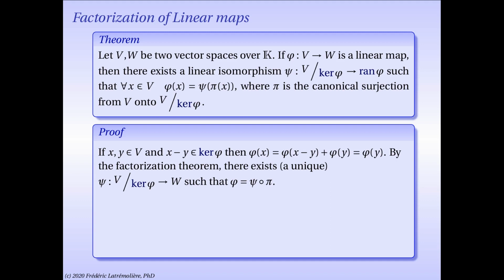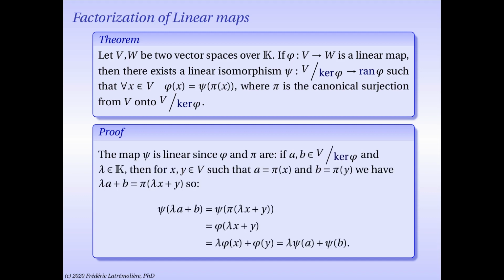And the whole point here is that our linear equivalence is defined using the kernel of phi. So now this map psi right now is just a function from the set V quotient kernel of phi to W, but I want to prove that psi is actually linear. And it is linear because phi is linear and the canonical surjection pi here is linear as well.